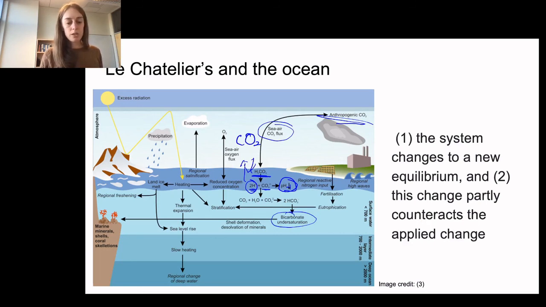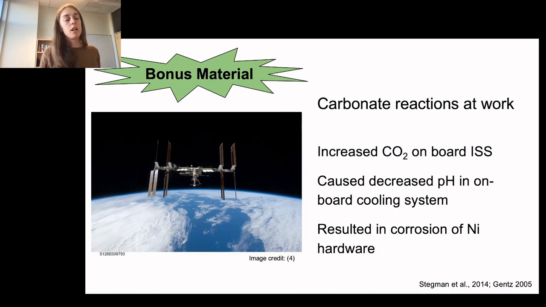So one last thing, some kind of fun aside, is carbonate reactions at work in space. When they initially designed the International Space Station, they were using an atmospheric CO2 concentration of what you'd expect on Earth, right? So around a little over 400 ppm at this point. And then they put it up into space, and because there's humans living and breathing CO2, and it's in that way kind of a closed system, they probably weren't able to scrub enough CO2, so that caused an increased CO2 concentration above the environmental conditions it was designed for on board the International Space Station.